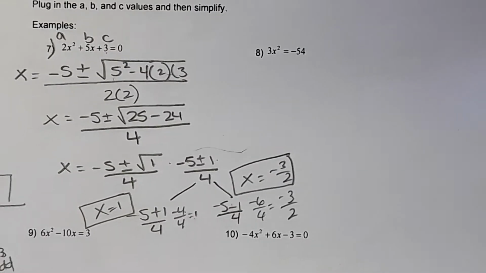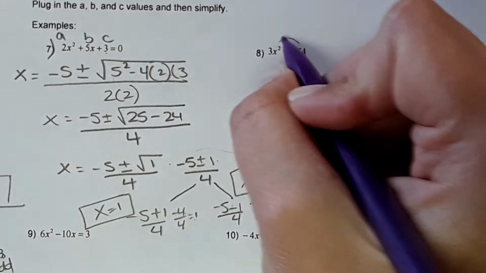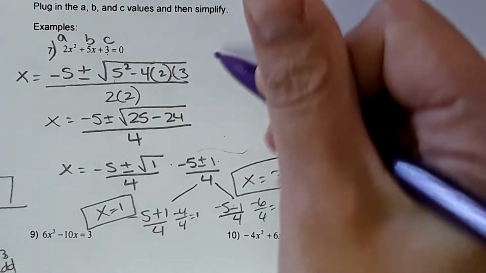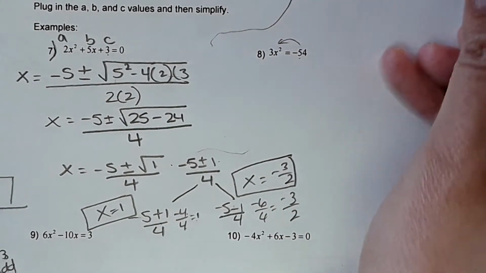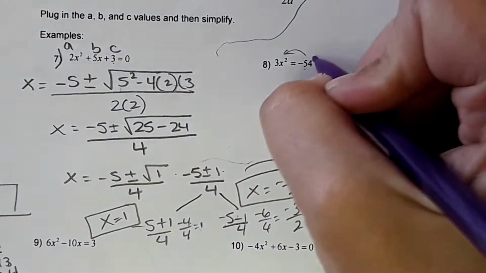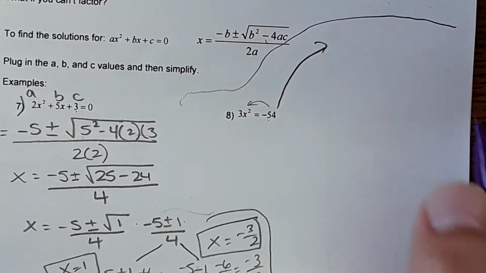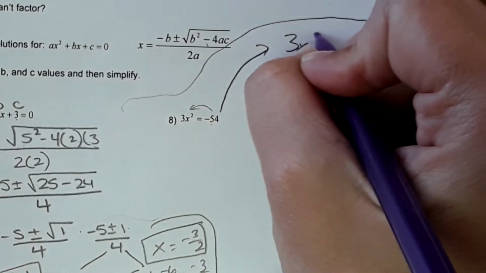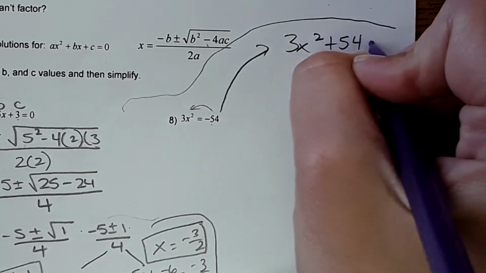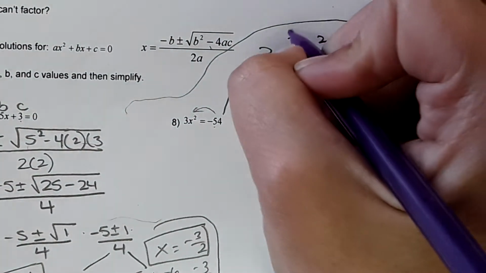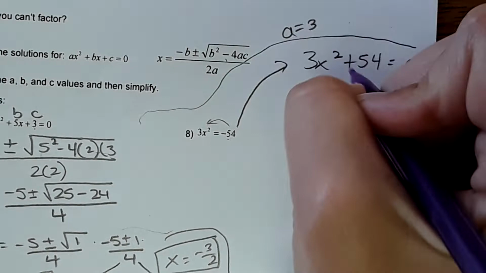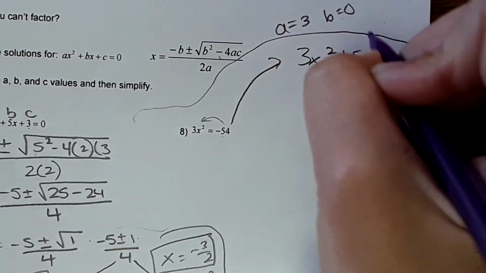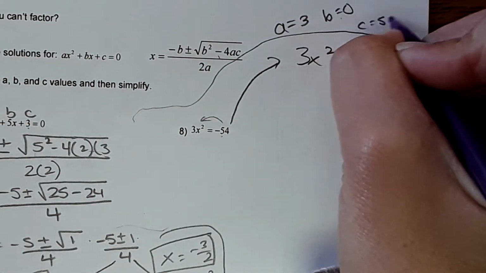Okay, number 8. Number 8, we need to get it in standard form first, meaning we got to get 54 on the other side. So I'm actually going to use some of this room up here to maximize space. So I'm going to rewrite this up here. Did you simplify it? Just chill. 3x squared plus 54 equals 0. So our A would be 3. We don't have a B term, so B is 0. And then C is 54.